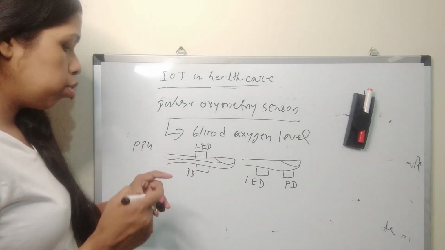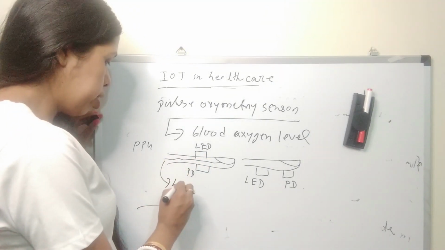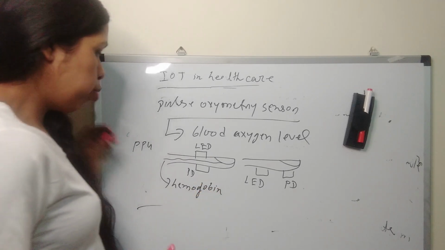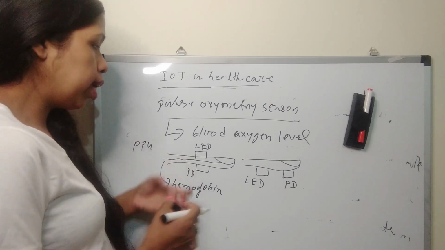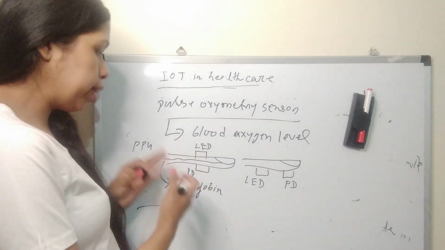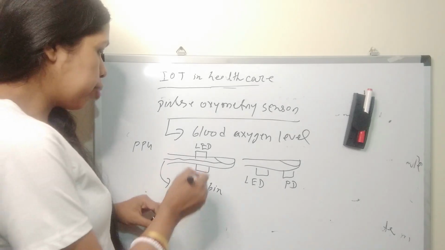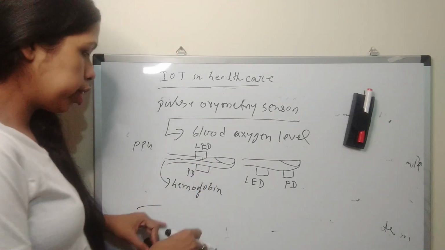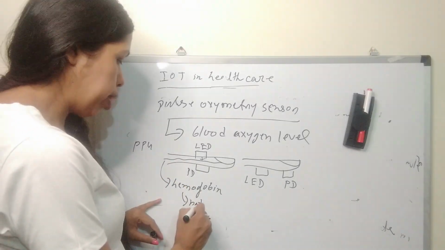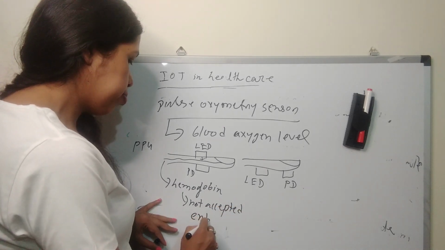Here also blood is flowing. Normally, hemoglobin is used to absorb the light. Hemoglobin is flowing inside the blood, through your finger. So some light is transmitted into the blood, and the hemoglobin does not absorb the entire light.